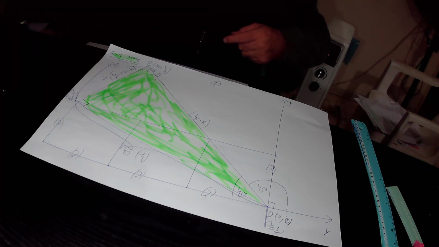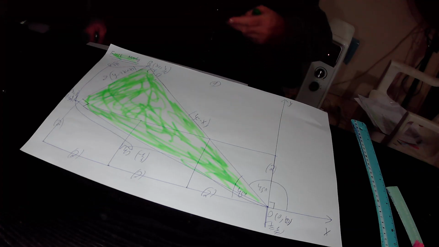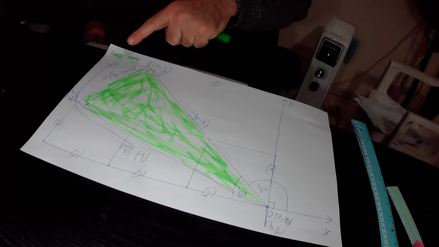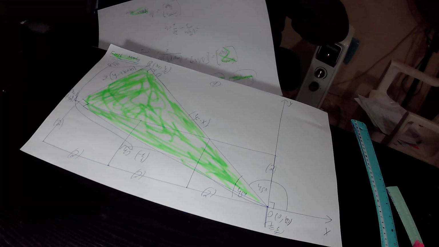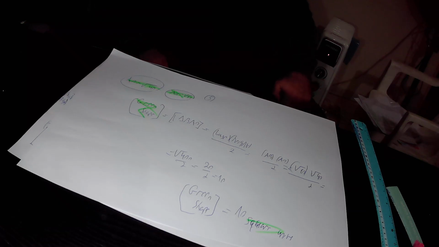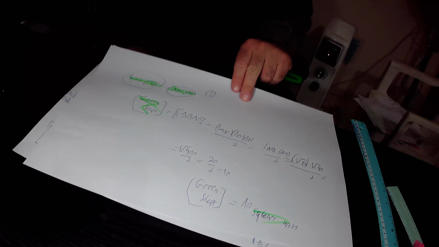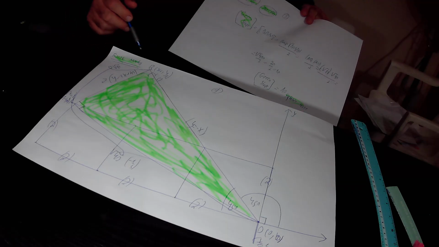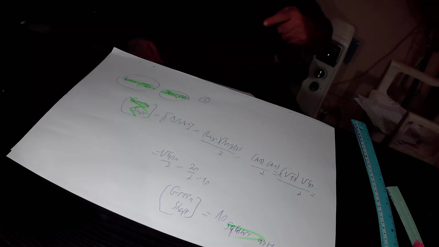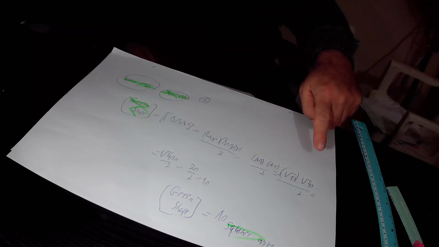Our task is to find the area of this green shape. The green shape is actually the green right triangle ABO. And the area of any triangle equals the base of the triangle times the height to the base over 2. We choose the base as AB and the height as AO. Again, the base is AB and the height is AO, over 2. AB is square root of 10, AO is square root of 40, over 2.